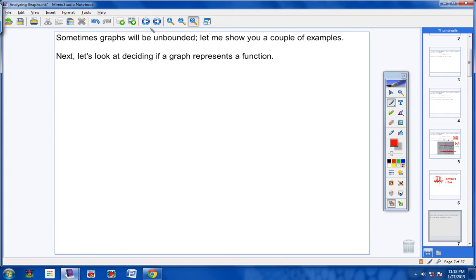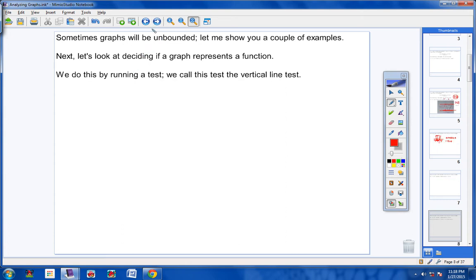Next, let's take a look at deciding if a graph represents a function. Now, this should be pretty easy, and it should also be pretty familiar from Algebra 2 and Algebra 1, okay? Here we go. We do this by running a test. Remember this? It's called the vertical line test, and you should remember this, okay?